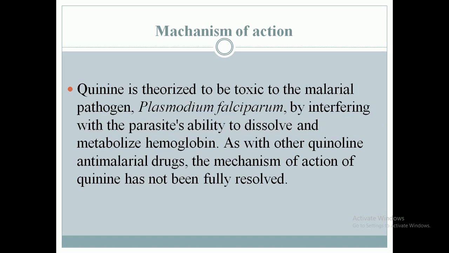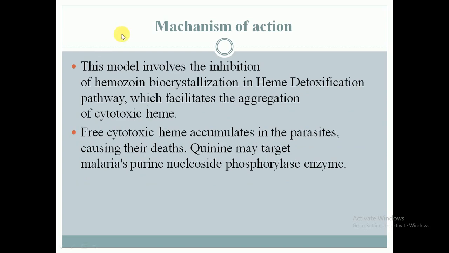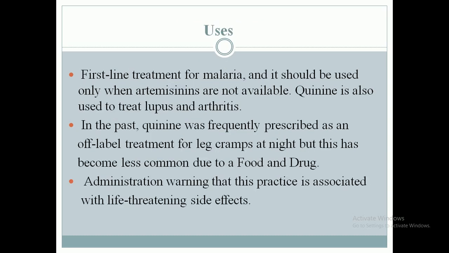Another mechanism involves the inhibition of hemozoin biocrystallization and the heme detoxification pathway, which facilitates the aggregation of cytotoxic heme. There will be free cytotoxic heme that accumulates in the parasites, causing their deaths. So whenever there is no availability of erythrocytes or we see heme, quinine may target the malarial purine nucleoside phosphorylase enzyme, which is a basic and compensatory mechanism through which it can destroy the microorganisms.